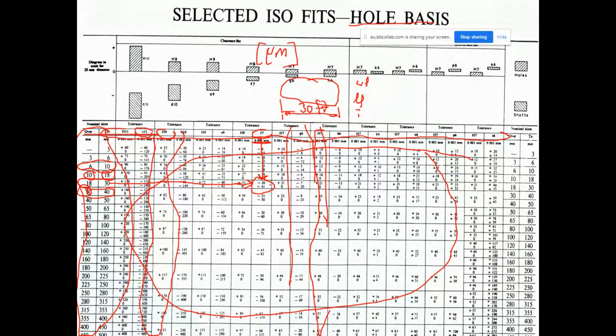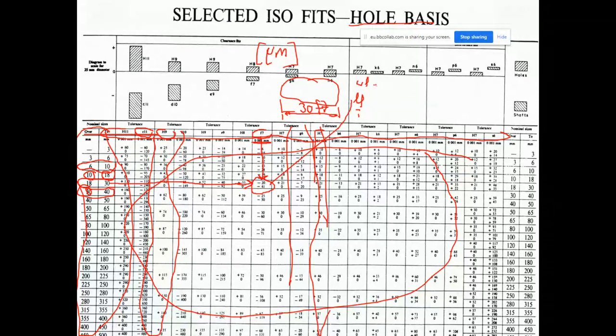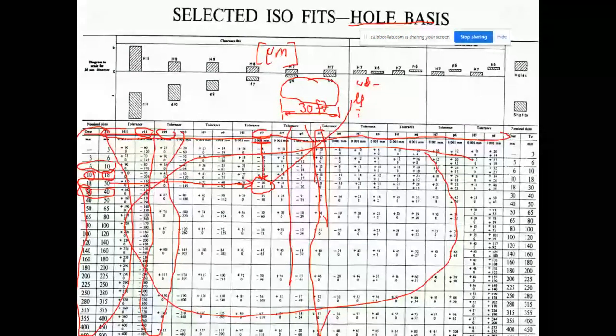So continue. From here, we see that the upper deviation is minus 20. Write that down. First write the deviation. Upper deviation is equal to minus 20.